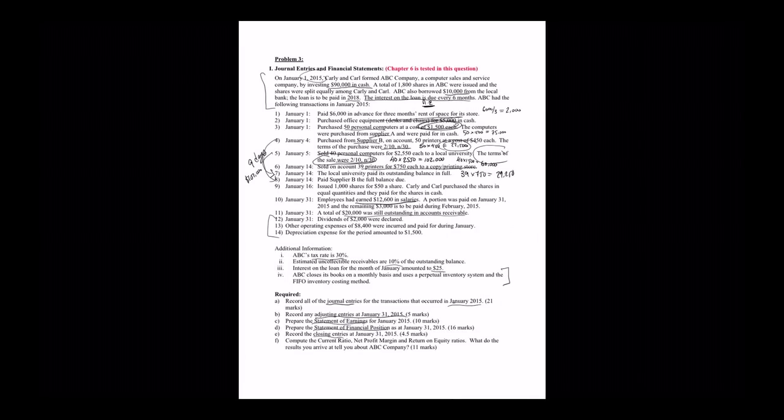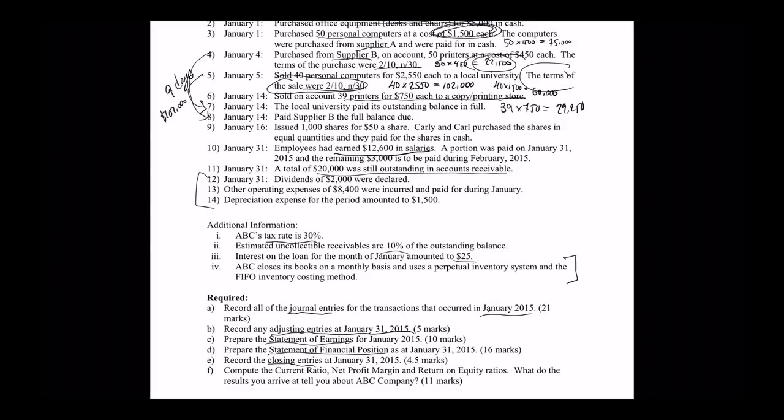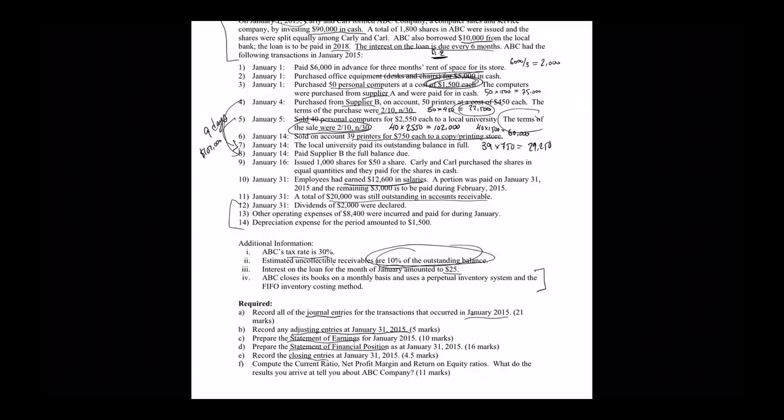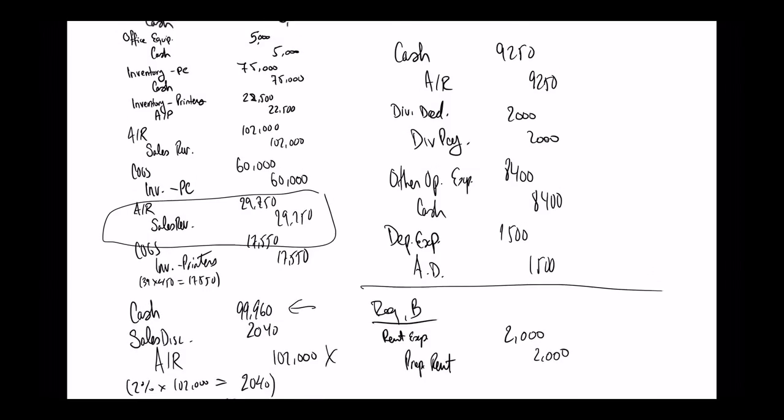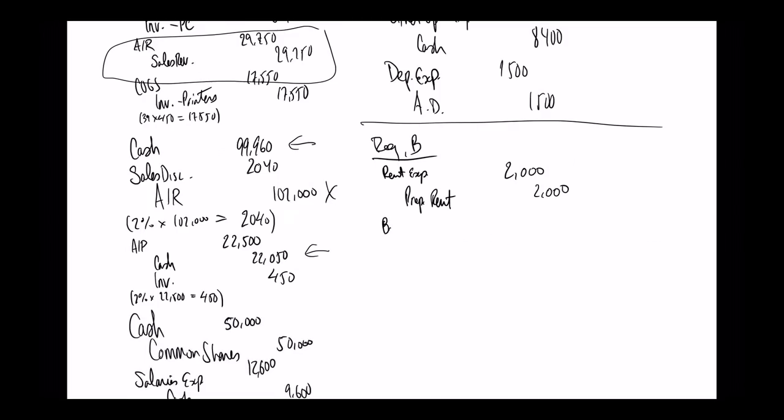For the rest of our adjusting entries, let's look at our additional info. Estimated uncollectible receivables are 10% of the outstanding balance. So what's our outstanding balance? It's $20,000. So we're going to debit bad debt expense, credit AFDA, 10% times 20,000 is equal to 2,000.